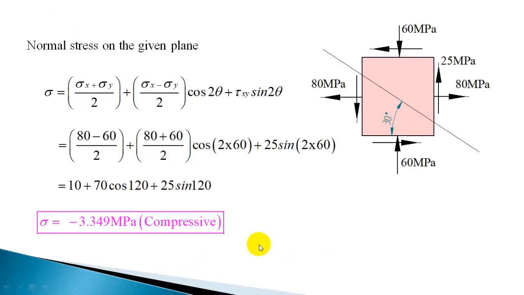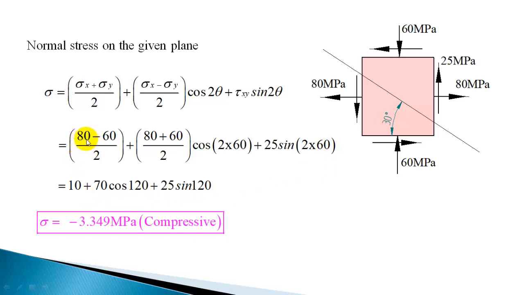Now you can find out the normal stress. Normal stress on the given plane is (sigma x plus sigma y)/2 plus (sigma x minus sigma y)/2 cos 2 theta plus tau xy sin 2 theta. Sigma x is 80 and sigma y is minus 60. So (80 minus 60)/2, and minus of minus 60 makes plus, so (80 plus 60)/2 cos 2 theta, where theta is 60 degrees, plus 25 sin 2 into theta, 60 degrees.